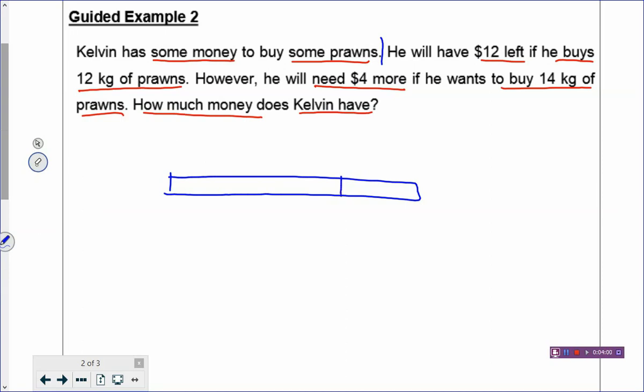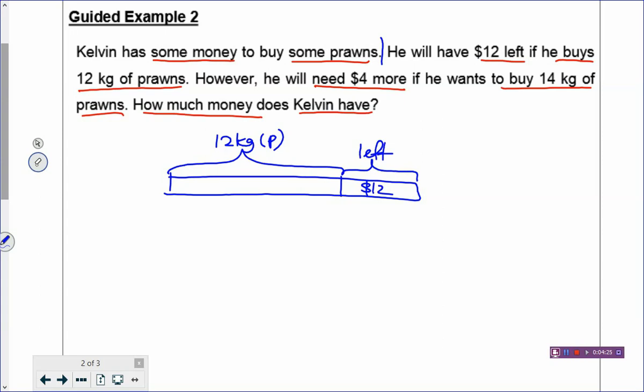So he cuts part of the money, and that money is used to buy 12 kg of prawns. Okay, so don't put any label inside. You only put numbers into the boxes. And after buying 12 kg of prawns, he will have $12 left. So let's label it, the $12 left. Okay, good. Understand so far?